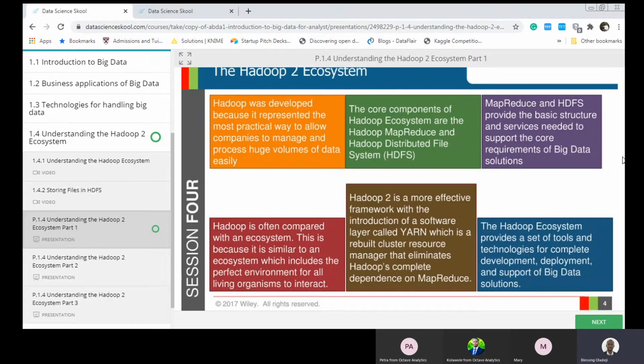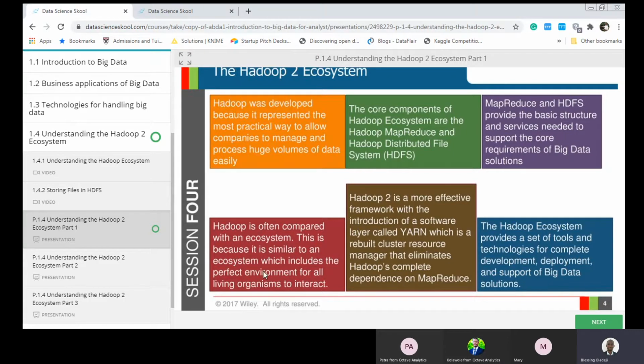Within the Hadoop ecosystem, Hadoop 2 is an effective framework that, with the introduction of a software layer called YARN, built on the cluster resource manager, eliminates Hadoop's complete dependency on MapReduce. Okay, so I'll get into that. I've explained all of this.